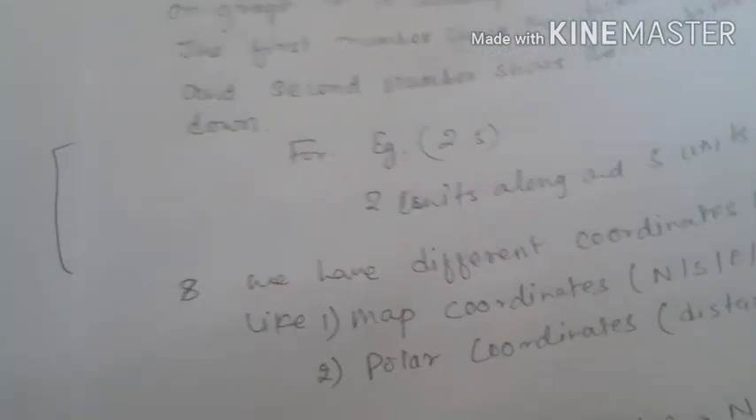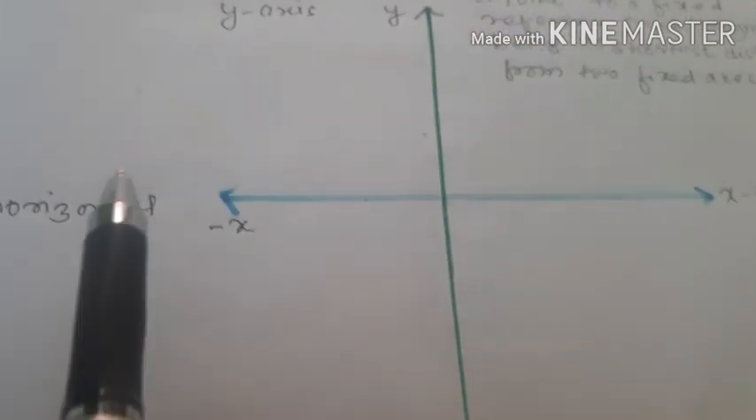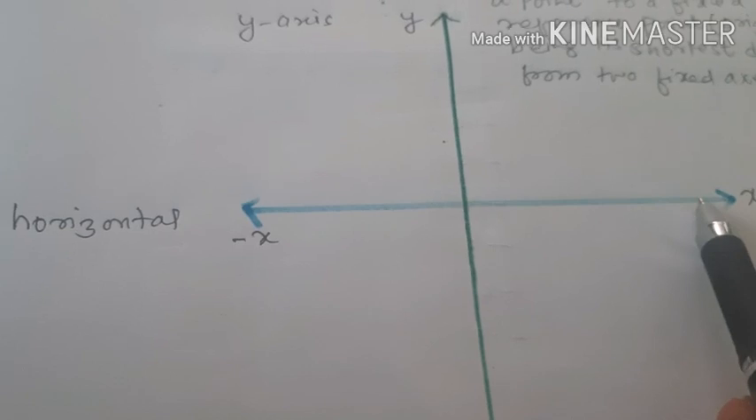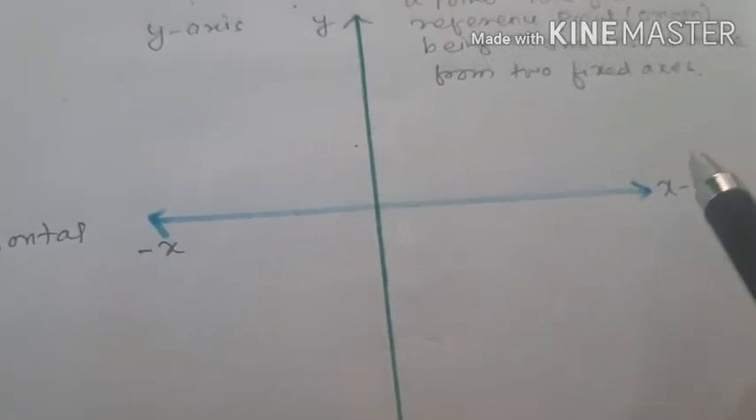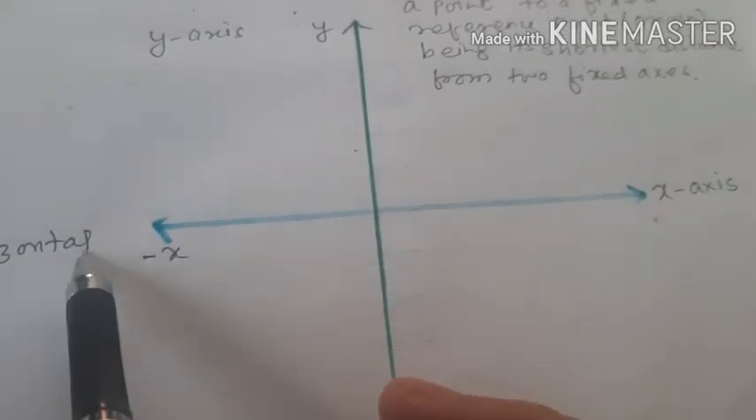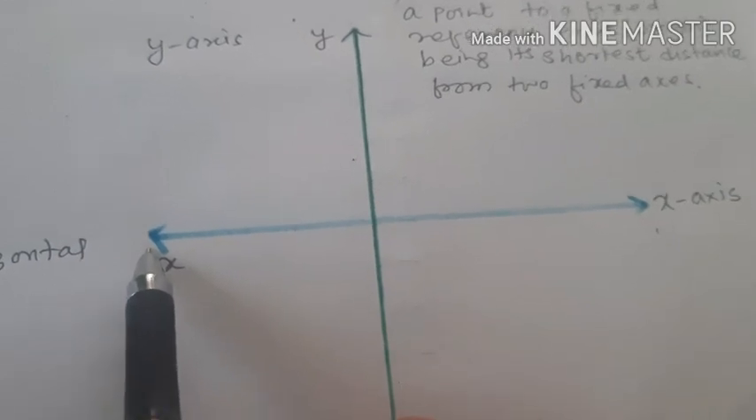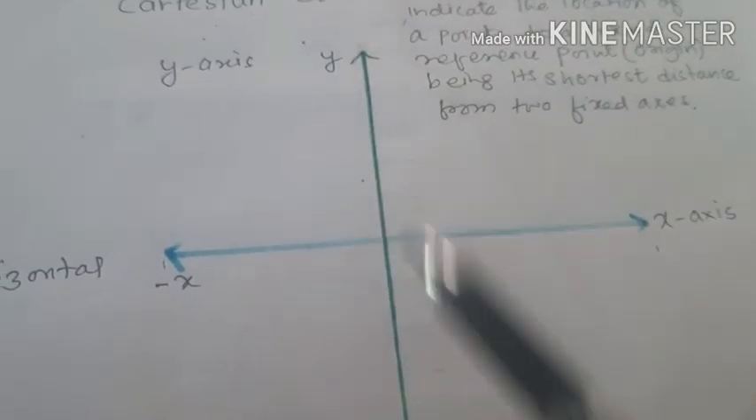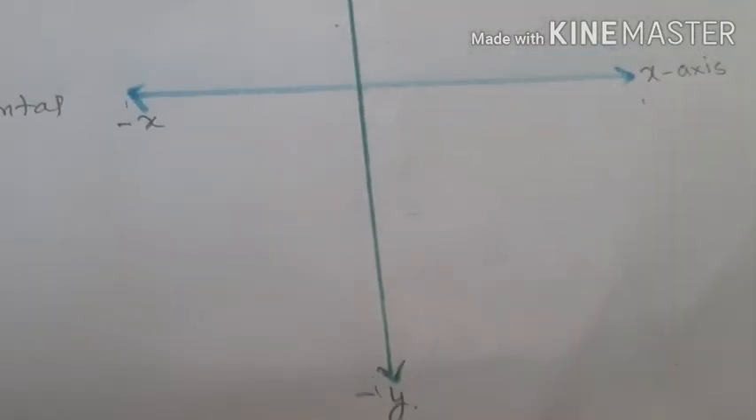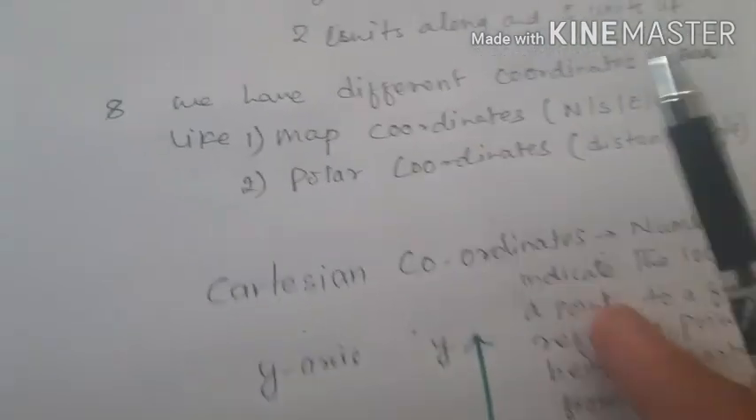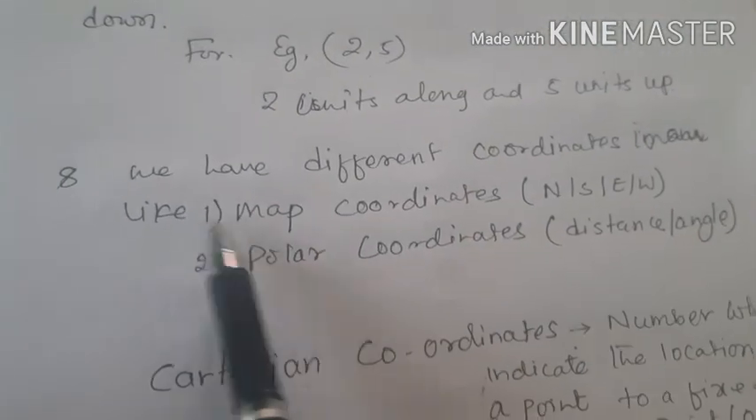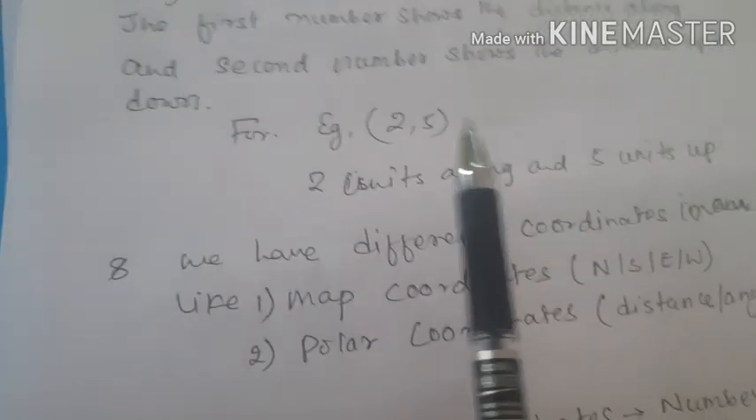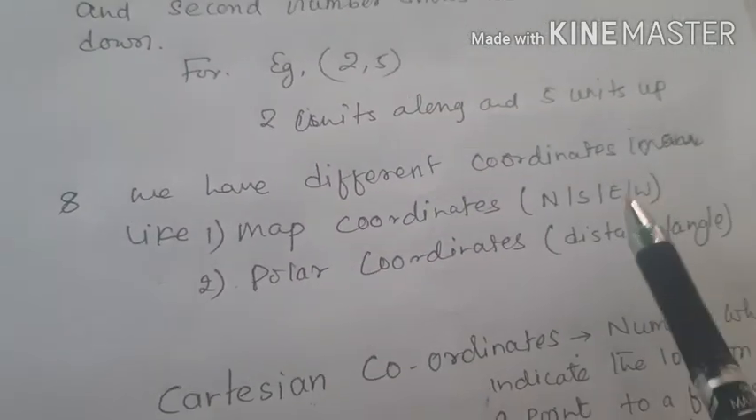This is your horizontal line, it will be on the straight way. We call this the x-axis. Here it will be plus x, and in this part there will be minus x. This is the y-axis, and at the bottom there will be minus y. So the point is 2 units along and 5 units up.